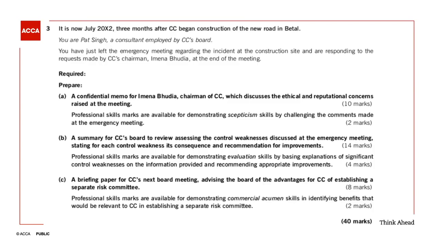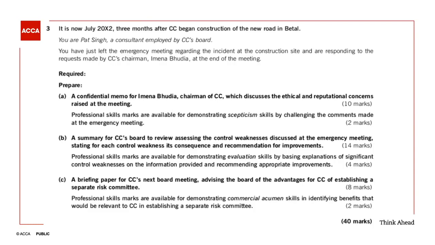Question 3 is broken into 3 parts, with the first bit asking us to produce a memo discussing ethical and reputational concerns raised at a meeting. The second part asks us to review control weaknesses, and for each weakness, talk about its consequence and recommend improvements. And then the final part asks us to advise the board on advantages of setting up a separate risk committee.